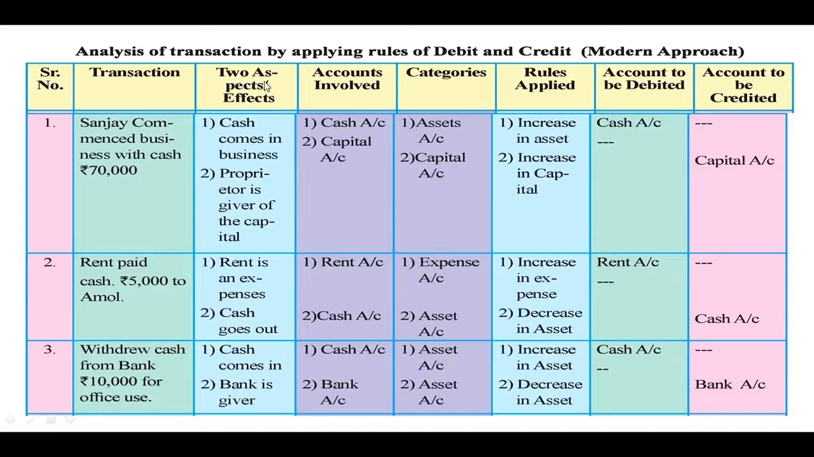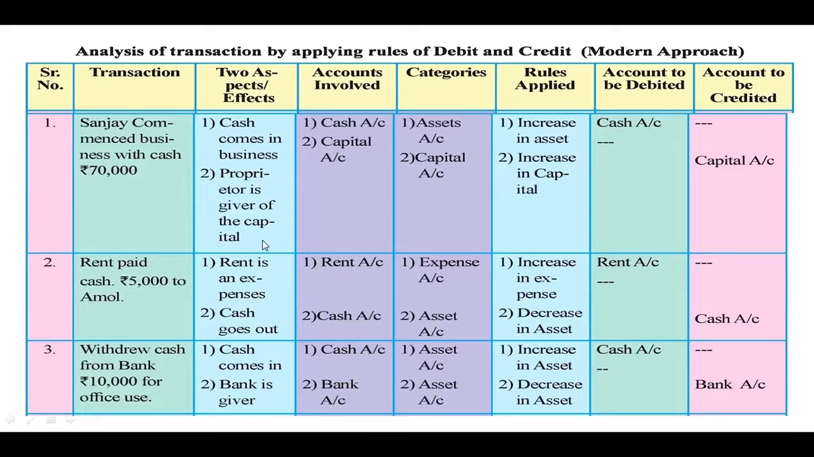Now first we will see two effects of the transaction. First effect is what? Rent is an expenditure. Rent paid, something which is paid, is an expenditure. So rent is an expenditure. Now second account which is involved is cash. Cash goes out of the business. So two accounts are involved. First is the rent account, second is the cash account. Now you all know that rent is an expenditure.